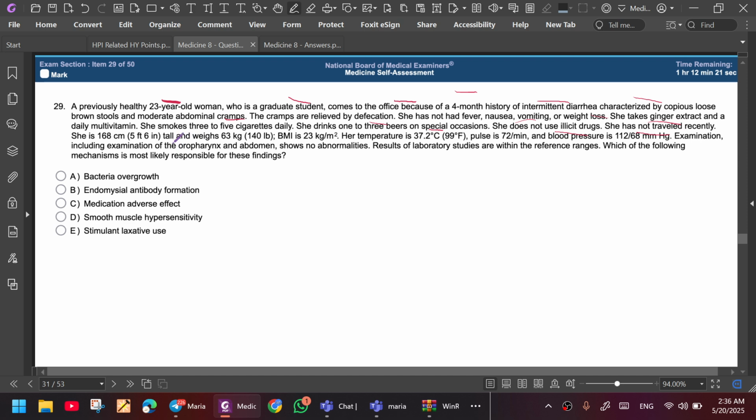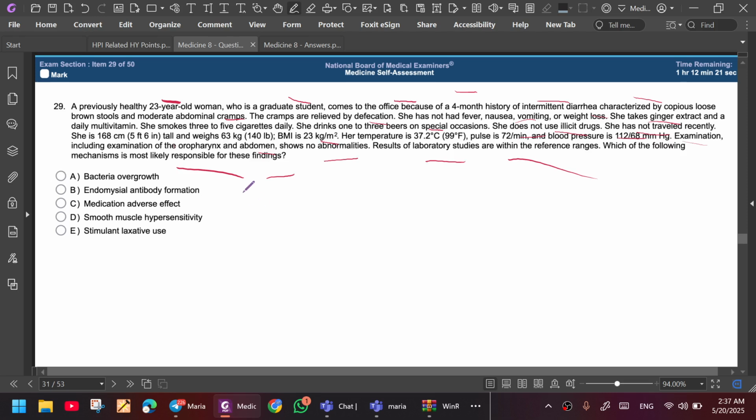She is 5 feet 6 inches tall, weighs 63 kg, BMI is 23, temperature is 99, pulse is 72, blood pressure is 112 by 68. Examination of the oropharynx and the abdomen shows no abnormality. Results of the lab tests are within the reference range. Which of the following is the most likely responsible for these conditions?